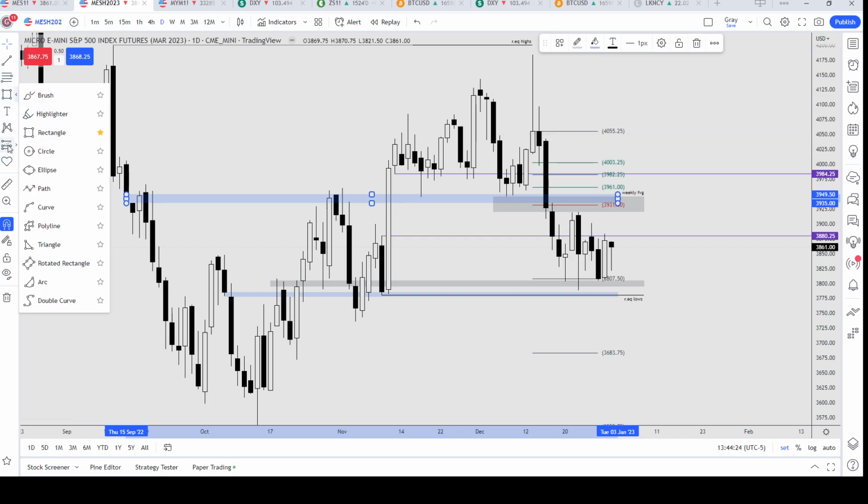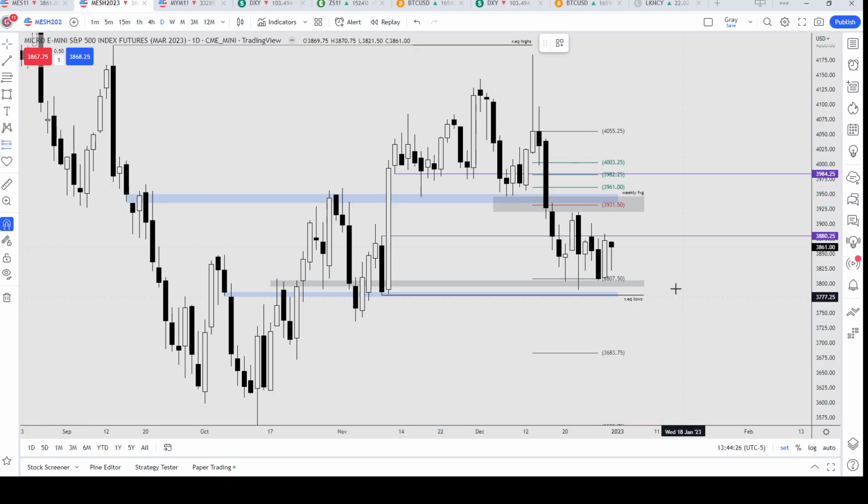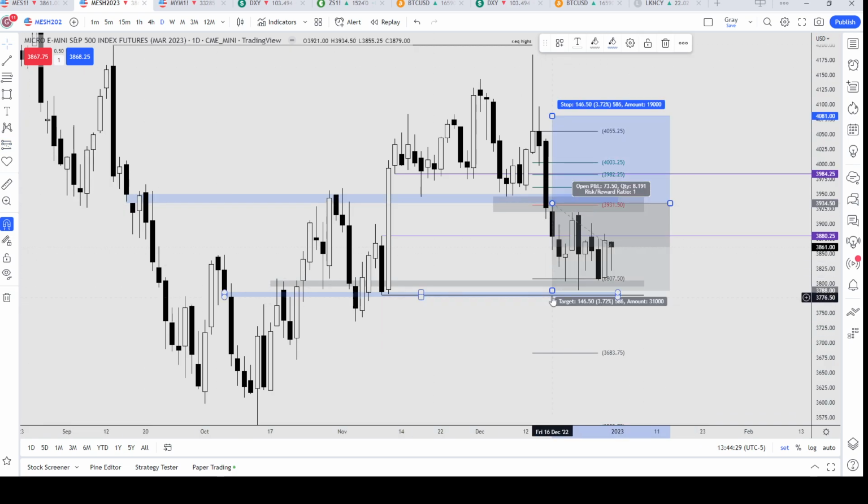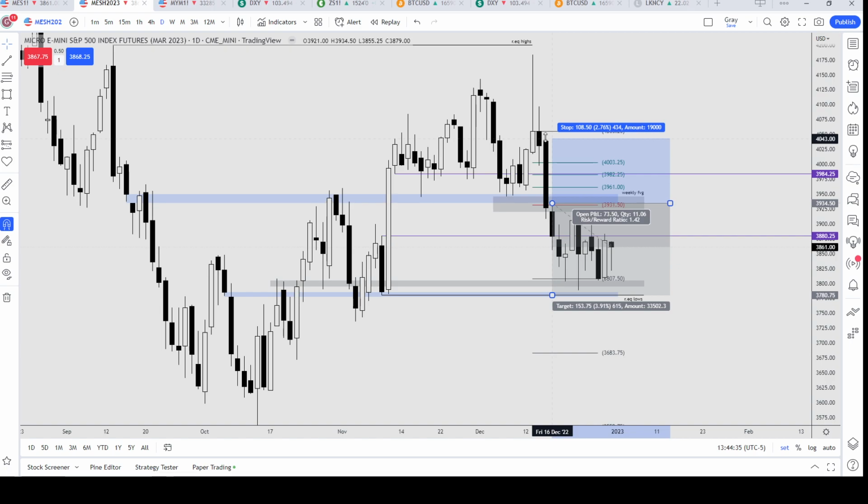Where is the shorts? I'm going to sell here. I'm going to target this low. My stops will be here. So it's 2.76%, risk to reward ratio 1.4.